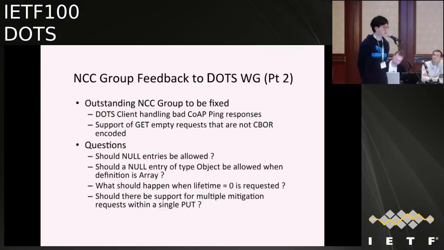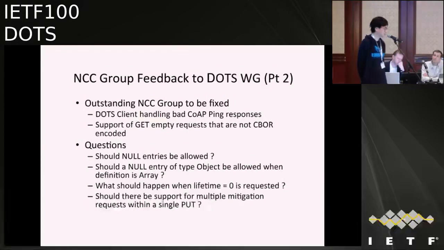So these questions from John and me are listed here. First one, should a null entry be allowed? Should a null entry of type object be allowed when the definition is an array? As I said, some null entries were included in our request. John's implementation is tolerant enough to accept such null entries. But the question is, should it be strict or not about the null entries?